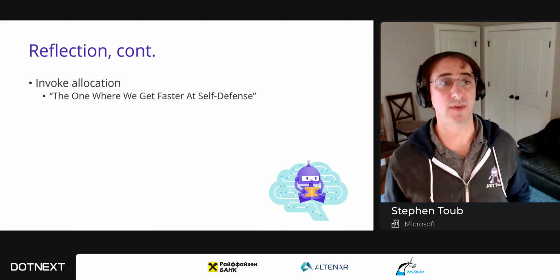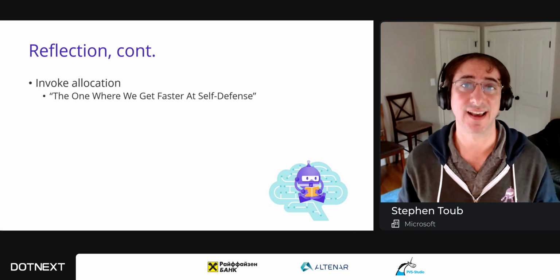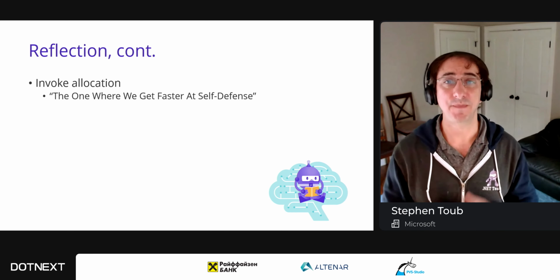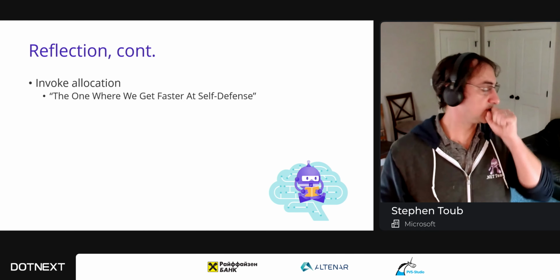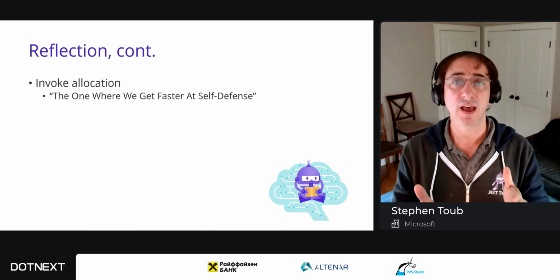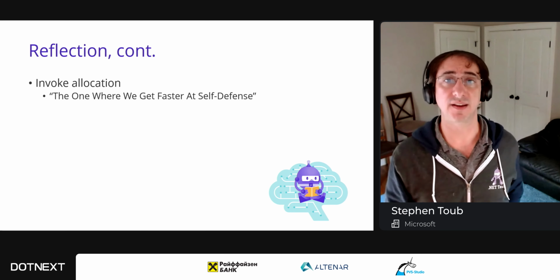One more example from reflection, and this is the one where we get faster at self-defense. What do I mean by self-defense here? Well, when you invoke something via reflection, you're giving the runtime an array of arguments to pass to the target method.